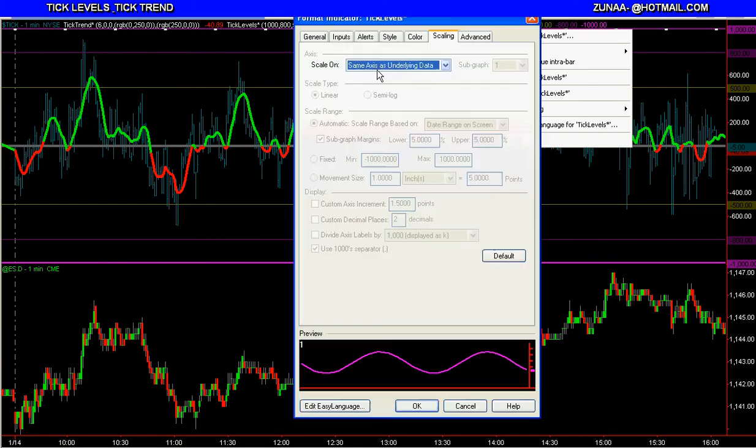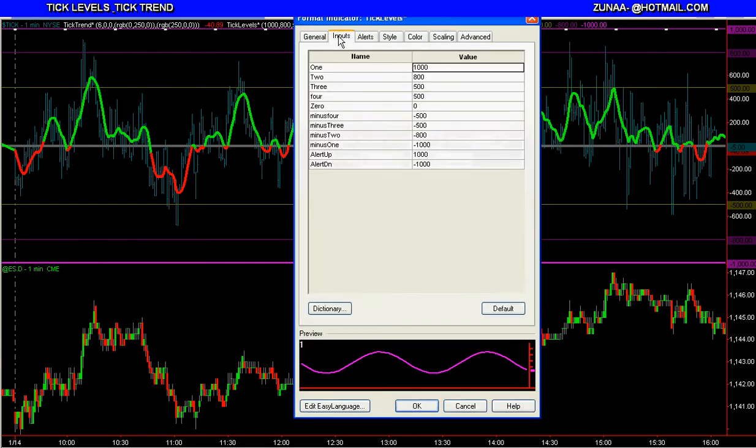Let's look at the inputs. The tick levels inputs: you have the zero line, and then you can plot 4 lines above and 4 lines below. If you want to change this to something else, like 900 or 1100, or change the downside, it's up to you. You can input anything you want in here. As you can see, lines 3 and 4 have the same levels inserted, mainly because I just want to see the 500. I don't need to see anything else.